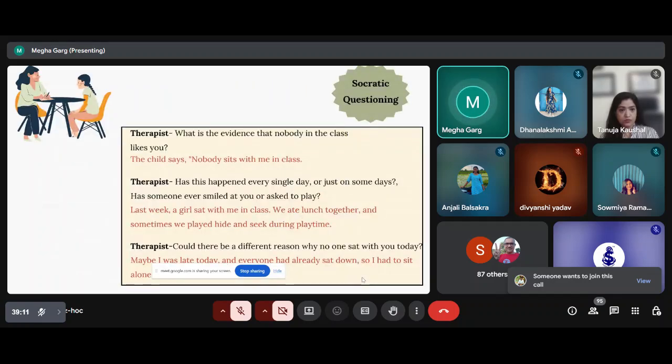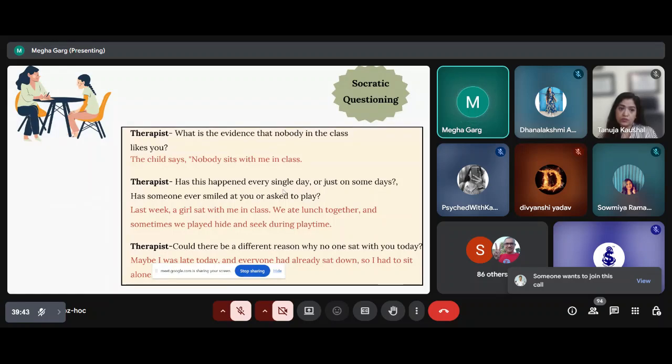So this is an example of Socratic questioning. Here, this is a conversation between a child and a therapist, and the therapist is asking, what is the evidence that nobody in the class likes you? And the child says that nobody sits with me in class. So here the therapist evaluates whether this has happened every time or just some days. She just tries to evaluate that thought. Has someone ever smiled at you or asked you to play?